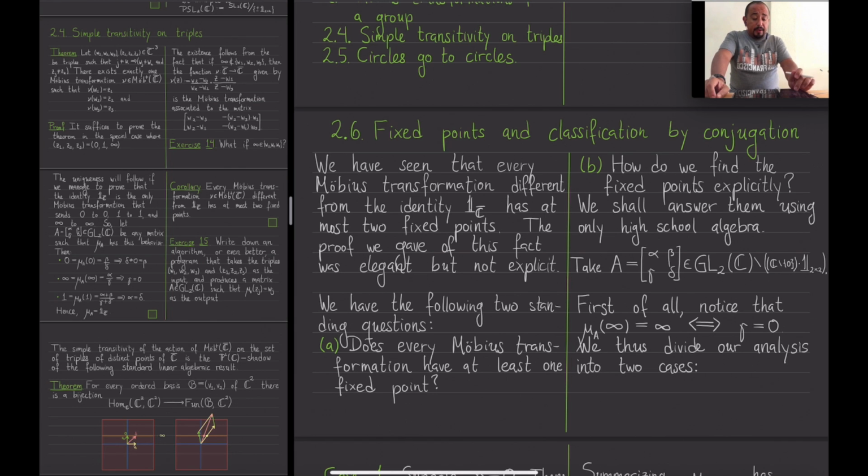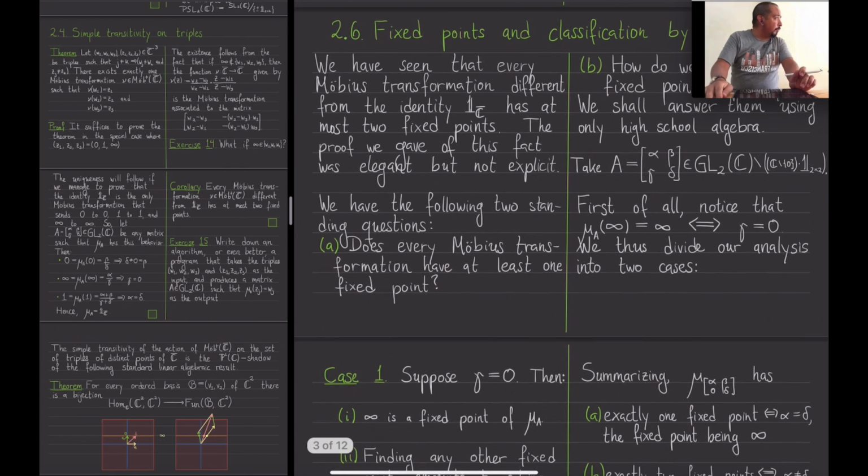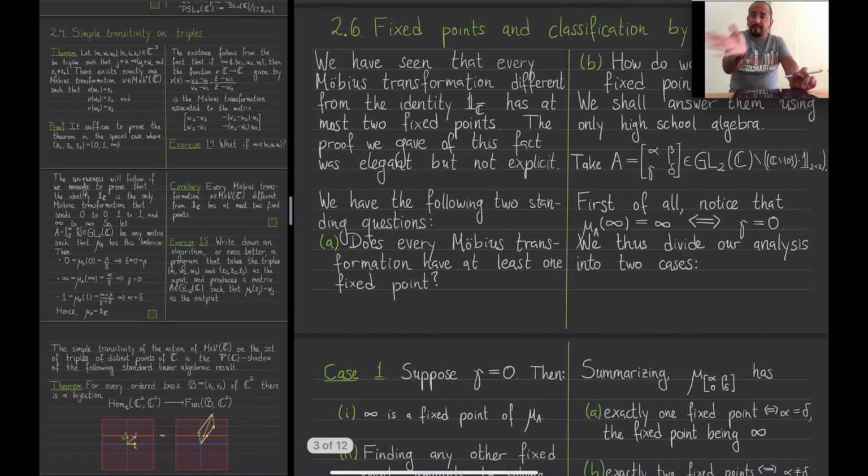So, I mean, do there exist Mobius transformations with exactly one fixed point? Yes, because translations only have infinity as a fixed point, right? Any translation fixes only infinity. And then do there exist with 2 points? Yes. You know, for alpha different from 1 and 0, multiplication by alpha has only 0 and infinity as fixed points. Okay, so do there exist Mobius transformations with 0 fixed points? This we're going to answer. But okay, let's start.